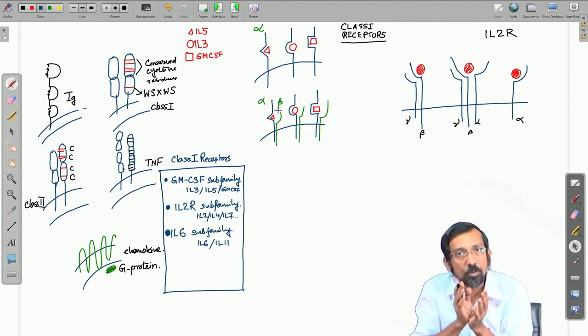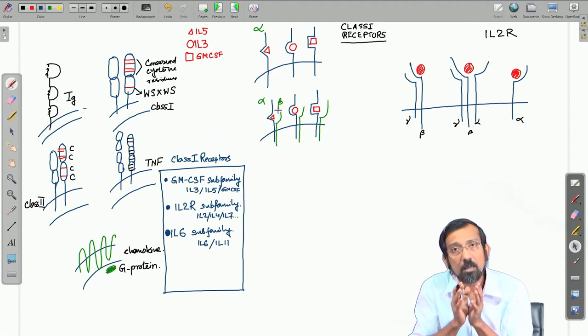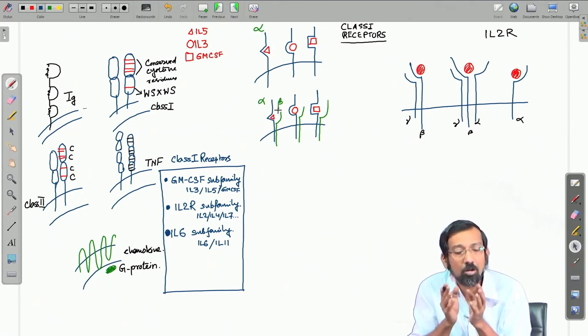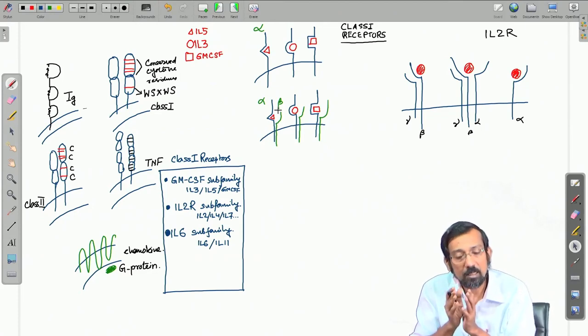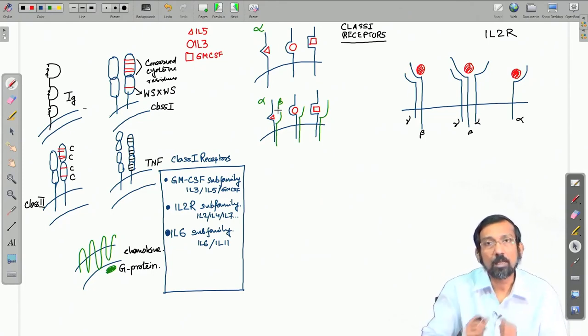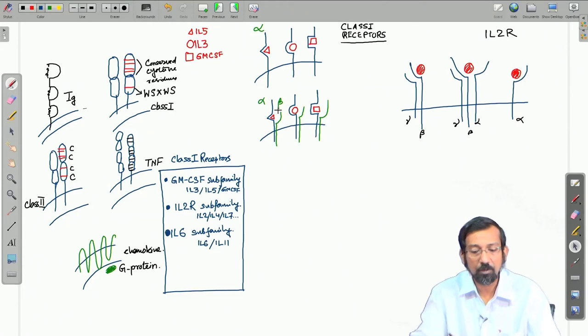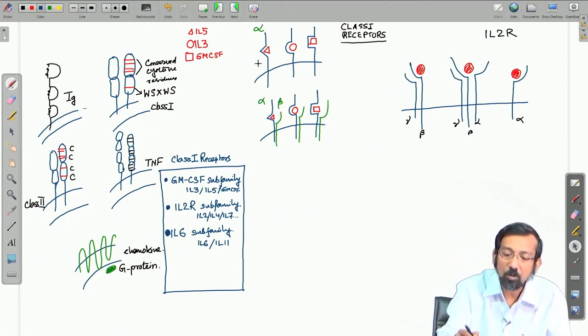Now, among these subunits, try to understand carefully. Of the subunits of the receptor, one is primarily responsible for recognition and binding of the ligand, that is the cytokine, and the other subunit binds only when there is ligand binding by the other receptor counterpart. So, the alpha subunit here, for example, can recognize a specific ligand, for example, interleukin 5 or interleukin 3 or GM-CSF.